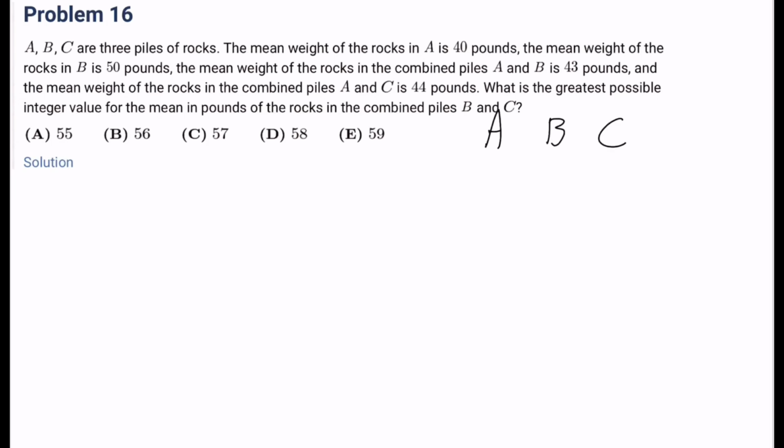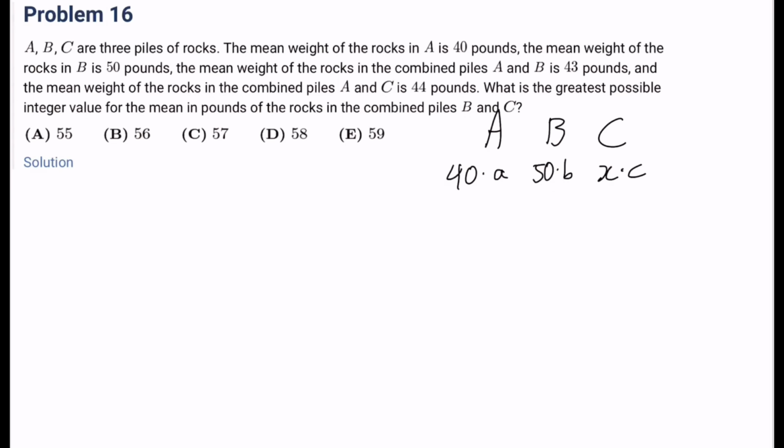Let's say A is 40 pounds times, let's say that there are A rocks in A. Let's say there are B rocks in B, so it would be 50 times B. And let's say that the mean weight of the rocks in C is X, and let's say that there are C of those, right? And so these would be the total weights.